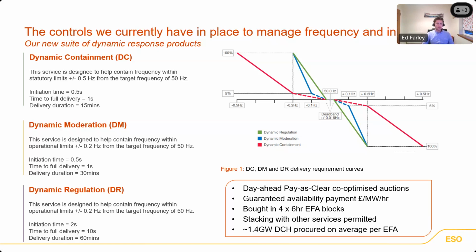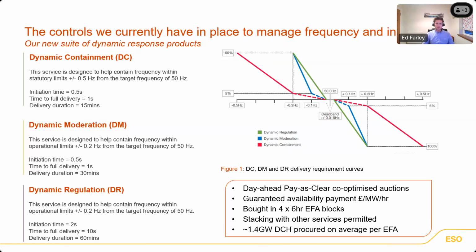So back in 2019, we started a process to reform our frequency response products. Previous to this, we procured frequency response through units in the balancing mechanism, so our main residual balancing market. Typically, this would be from thermal power stations that were synchronized to the grid. We next introduced monthly procurement of frequency response through an ancillary service called firm frequency response, as well as some longer term contracts as well to try and incentivize investment. However, from 2019 onwards to today, we've seen the biggest shift in how frequency response products have evolved.